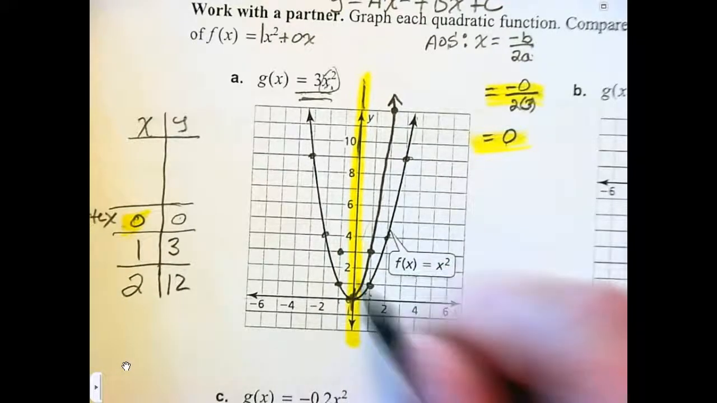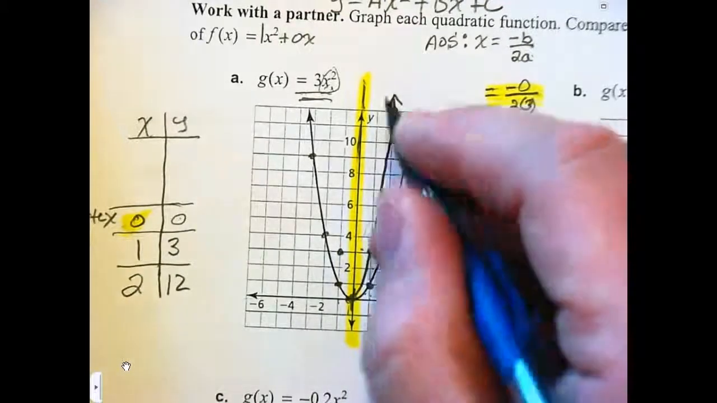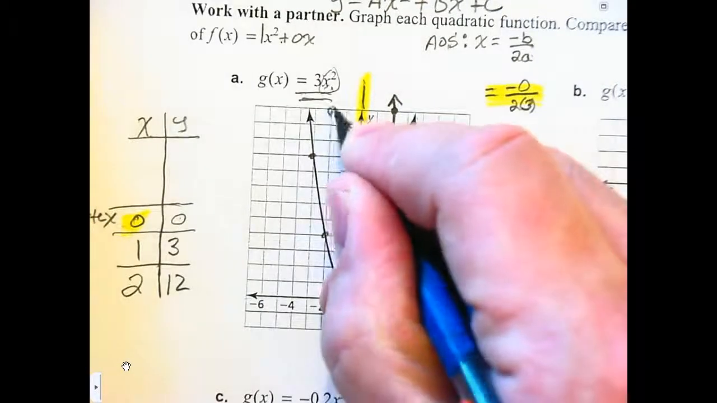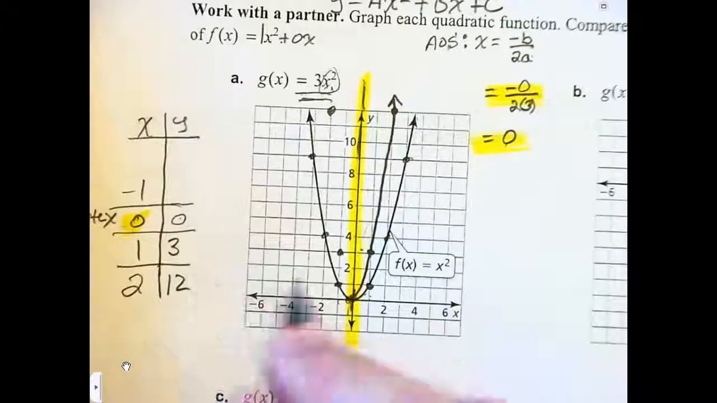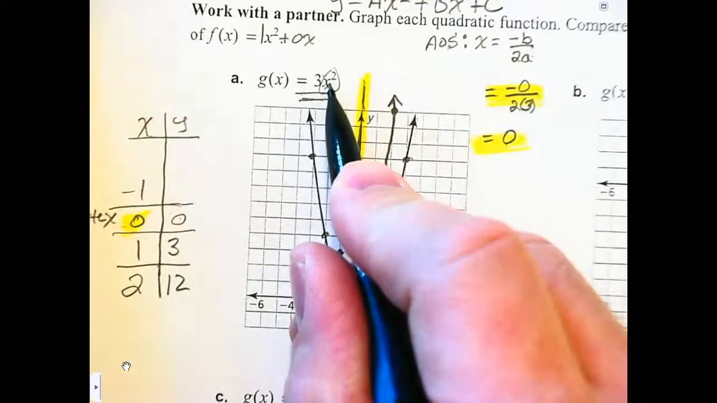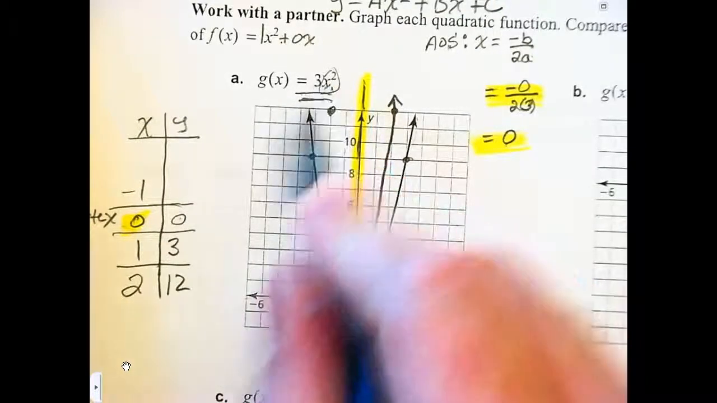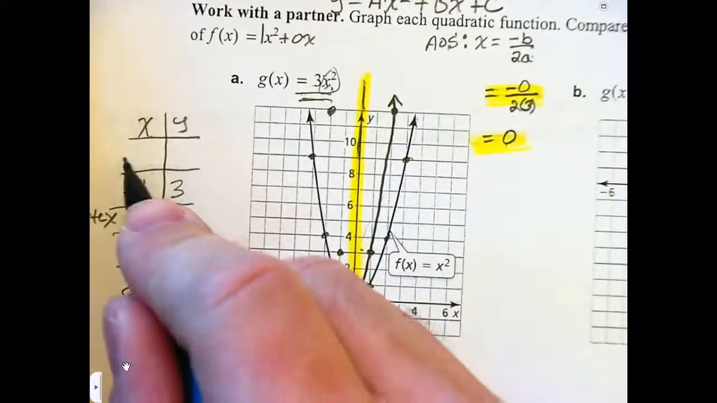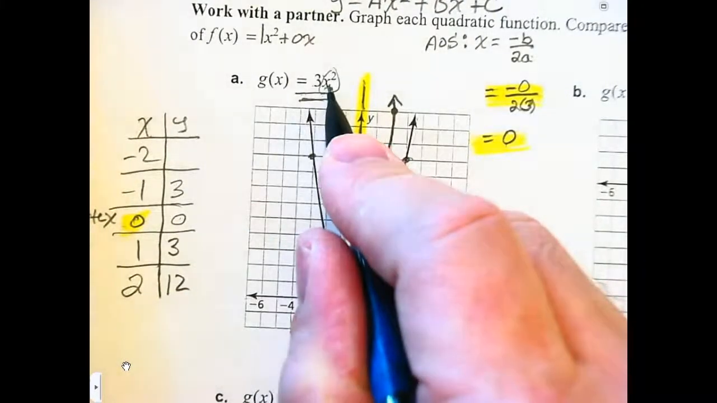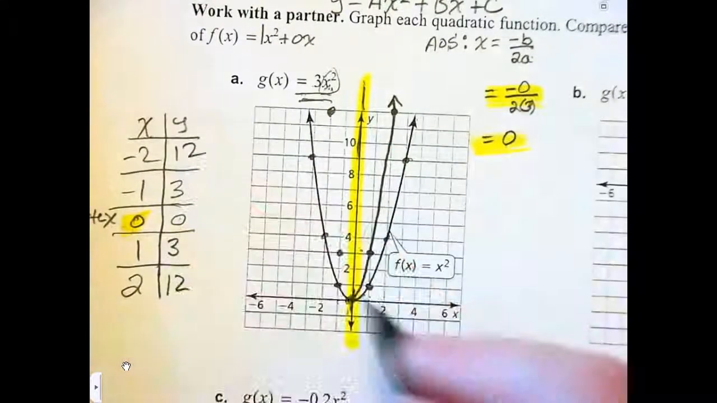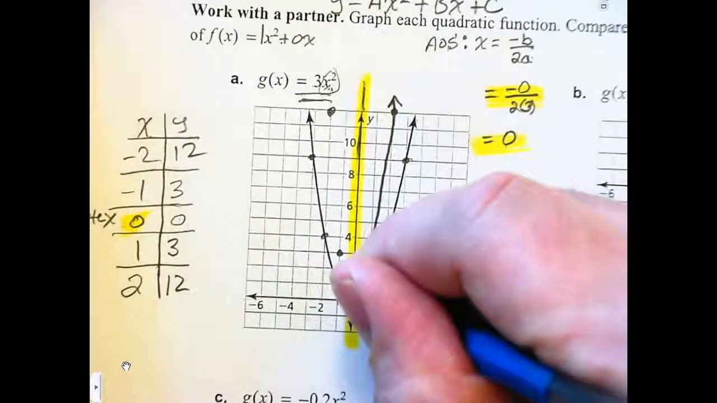Negative 1, positive 3, though. Yeah, you just reflect it over. You could calculate it. You could put negative 1 in, but negative 1 times negative 1 is 1, times 3 is 3. And when I put negative 2 in, negative 2 times negative 2 is 4, times 3 is 12. It's quicker just to reflect the points.